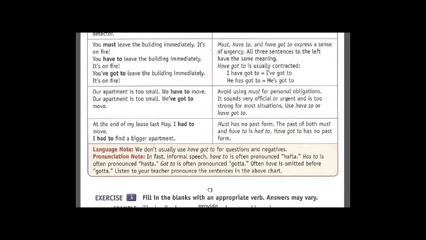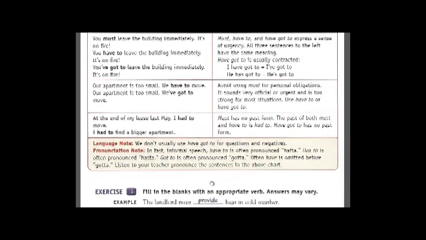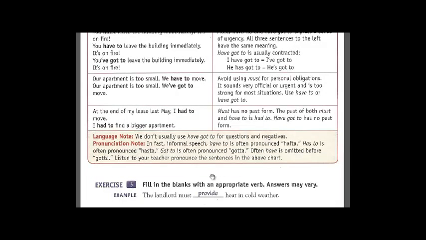Okay, this time let's move to exercise number 3. What you're gonna do is fill in the blanks with the appropriate verb. Answers may vary. So the landlord must provide heat in the cold weather. Here's an example. So fill in with the appropriate verb. Alright, take a moment, stop the video, and then restart when you're ready.